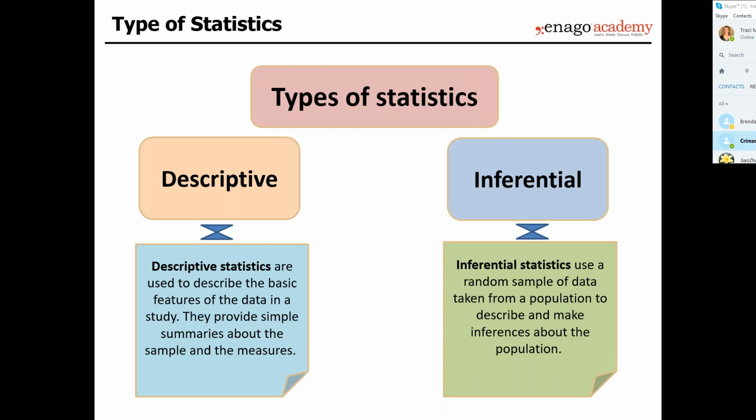Whereas inferential statistics provide some kind of, let's say, inference about the population. So it's a sample of the population, and from that sample, we assess a particular parameter or variable, and from that assessment, we make an inference about the population as a whole. So this is where real statistics comes into place.